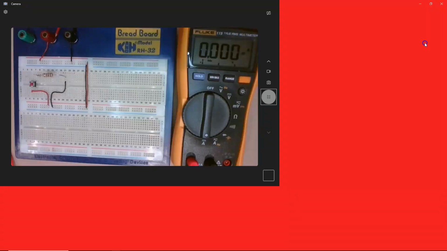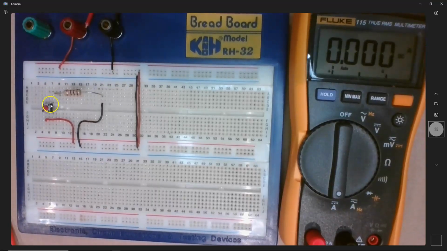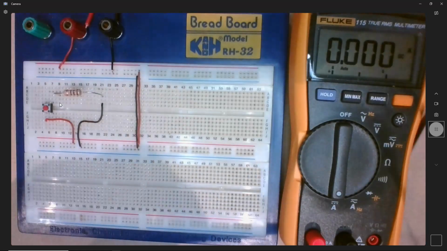Let me make that full screen there for a minute. Okay, I've just got a little gap between where the switch is here. I've moved over 2 rows to get to the resistor here. So I've just created that little air gap, or little circuit gap. And now what I want to do is fill that gap with the meter.